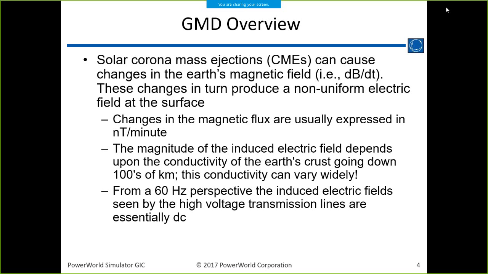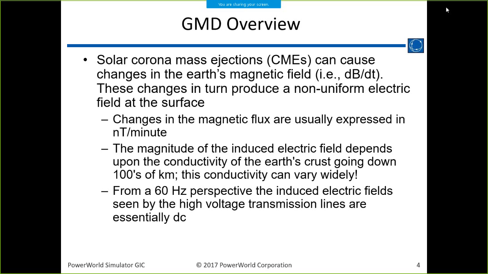And the response in the Earth is something that we talk about in intro electromagnetics classes called Lenz's law. When you get a change in a flux, you get induced current that tends to oppose that change in flux. That induced current in the Earth depends on the conductivity of the Earth, but because these things are changing relatively slowly, we're looking at a nanotesla per minute variation.